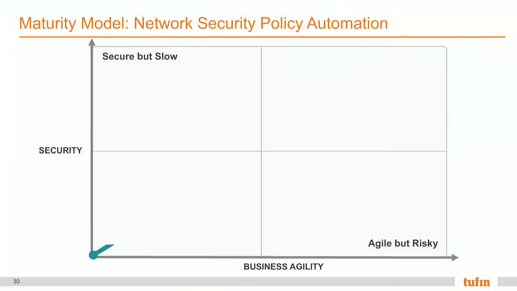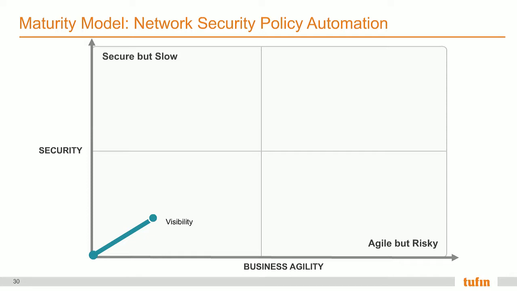So looking at the bigger picture, how can automation be implemented at your organization to make a real difference? And the graph you're looking at is a maturity model for automation, and it's centered around network security policy management. So moving from manual processes and a lack of visibility to really maximum security and agility.